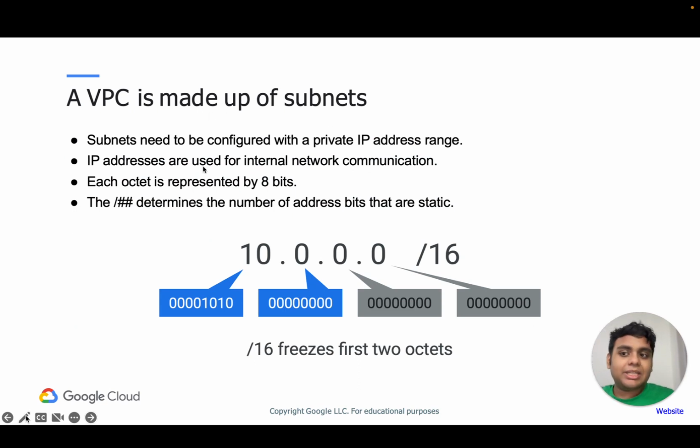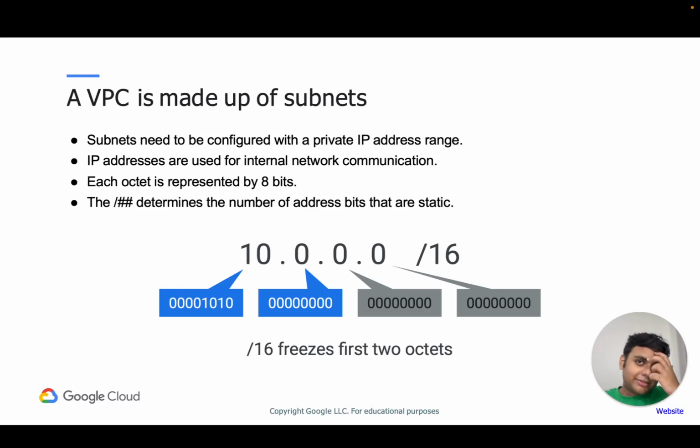So subnets need to be configured with a private IP address range, right? IP address is something that we did not talk about. Well, an IP address is your internet protocol address, right? And every website you use has an IP address of its own. Just like google.com also has an IP address. Just like VPC, VPC is made up of subnets, and these subnets need to be configured with a private IP address range. So it cannot match with any other IP address that is already there.